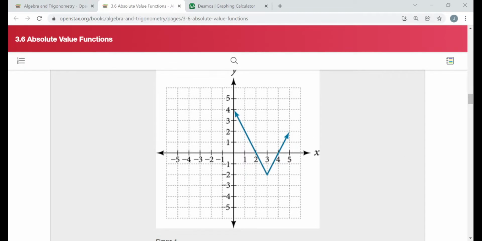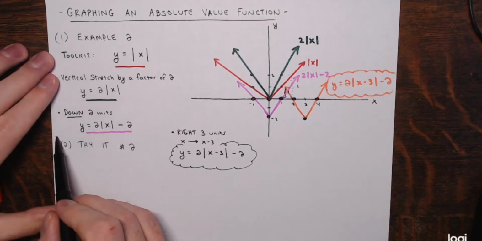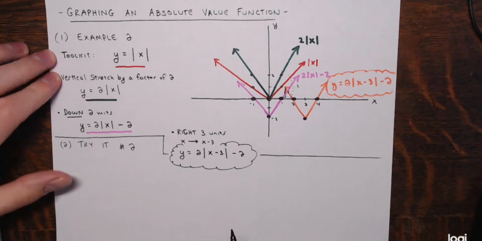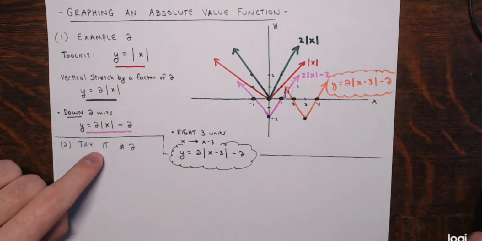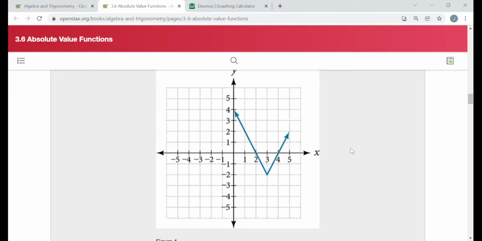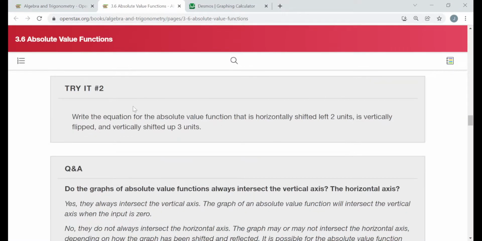All right, so next example. I'm assuming that you know your transformations well enough by now to be able to do this. All right. Okay, next example I want to do is the try it problem number 2 from the text. So let's go back to the text, which I'm at here, and scroll down a bit. Here's try it number 2.